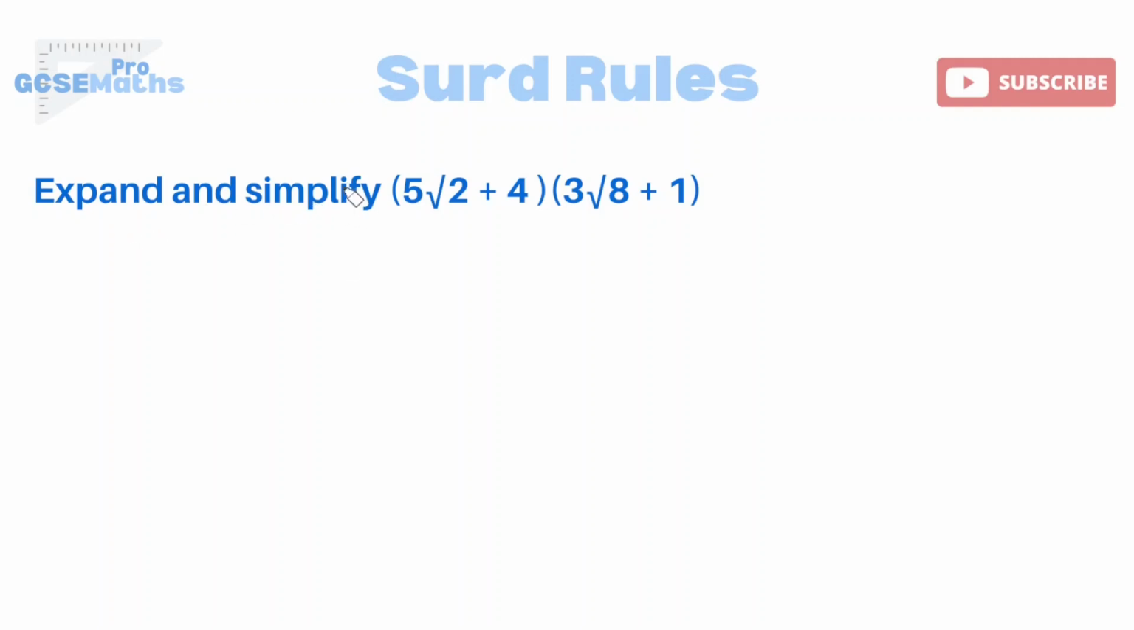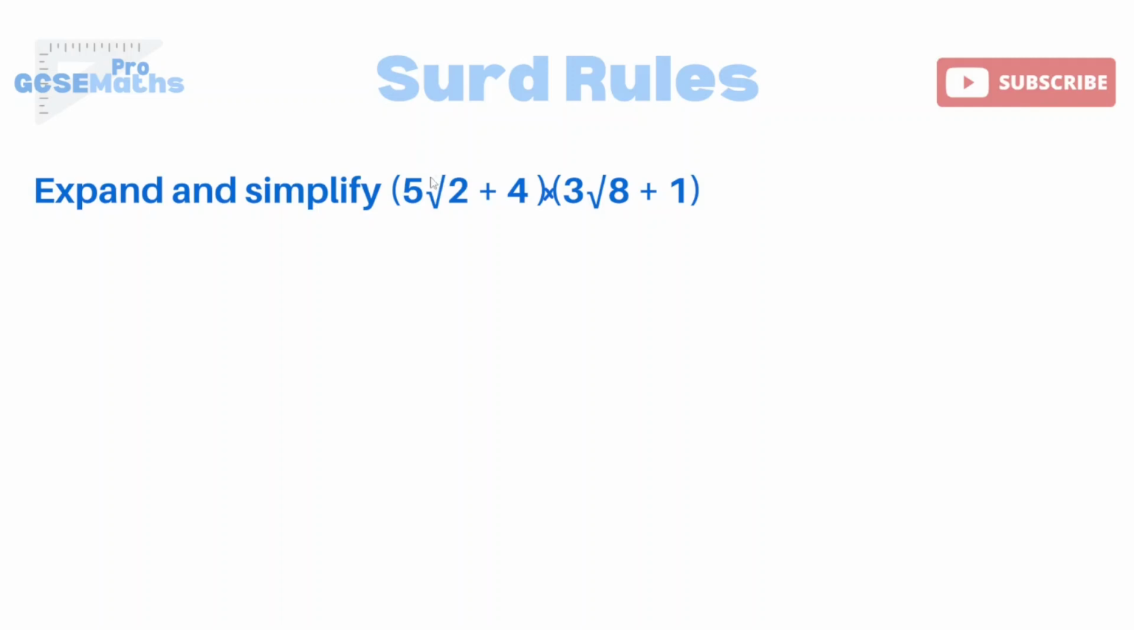Right, so expand and simplify. 5 root 2 plus 4 times, that's an imaginary multiply there, 3 root 8 plus 1. Expand it in the same way that you would expand double brackets with algebra. Again, I like to use the lines. You might like to use the grid method. It doesn't matter. However you expand and simplify accurately is the best way to go.